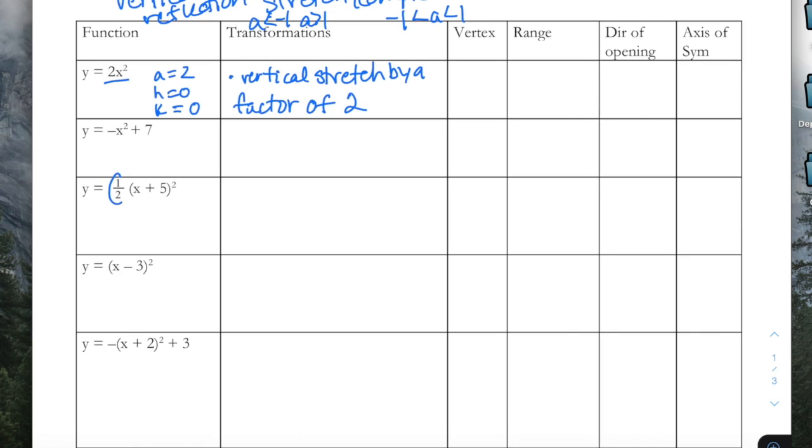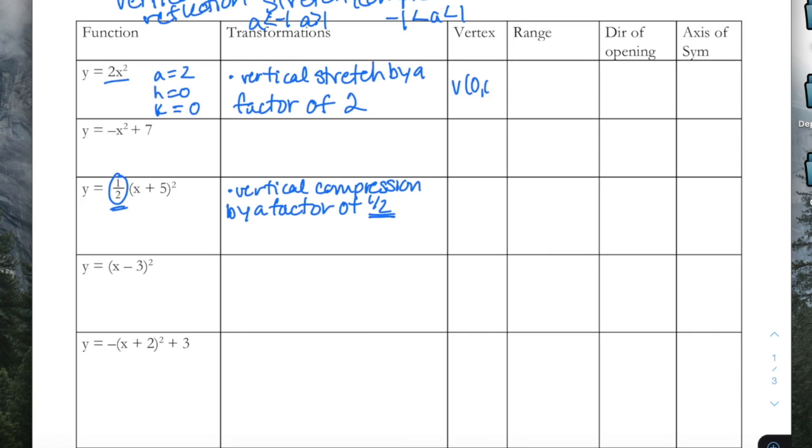So for example, when you get to this guy, it's going to be by a factor of 1/2. It's a vertical compression. We might as well write it down. This is a vertical compression. So in our course, we're going to say by a factor of 1/2. I know some textbooks would call this a factor of 2, but we're just going to take the actual A value.